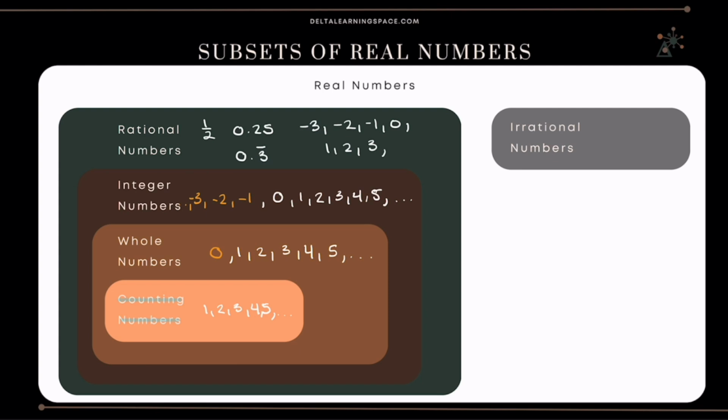And while still a real number, but not included in our nesting pattern that we saw with our rational numbers, integers, whole, and counting, we have our irrational numbers. And we saw the 3 examples there at pi, square root of 2, and Euler's number. And these are just 3 examples of irrational numbers.